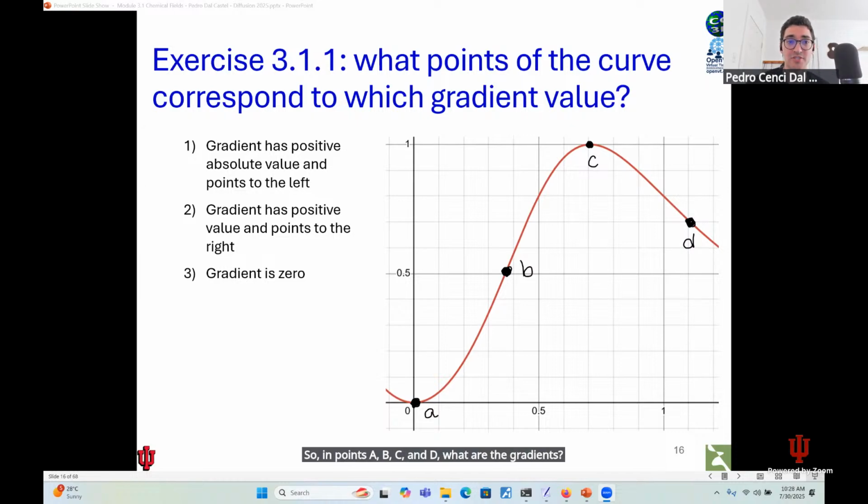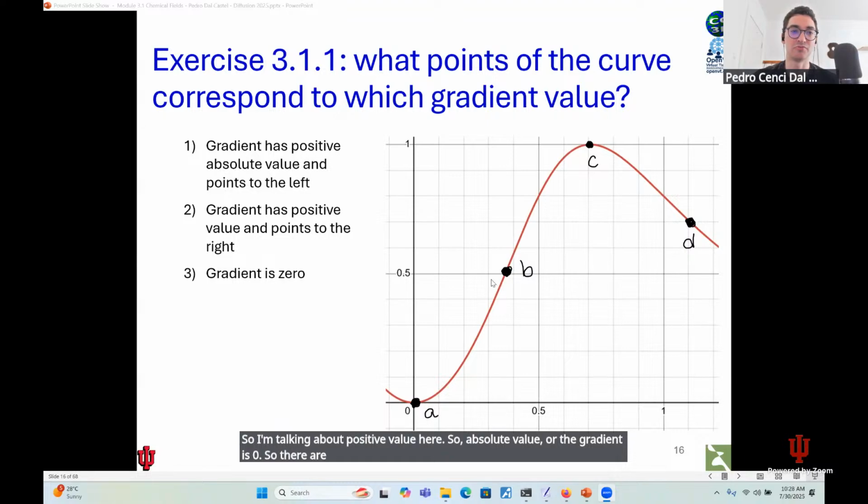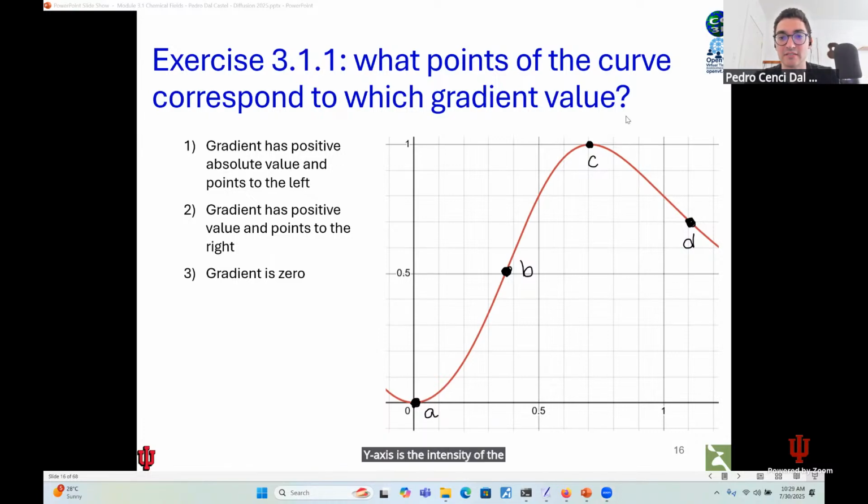There are three options here. First, the gradient has positive absolute value and points to the left. Second, the gradient has positive absolute value and points to the right. Or the gradient is zero. So there are three options, and you associate one of these options to each of these 4 points. The y-axis is the intensity of the field, and the x-axis is position.